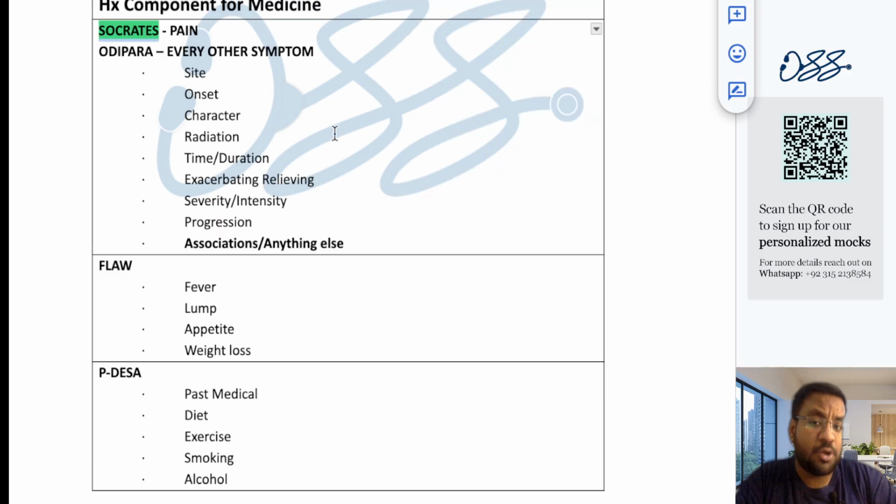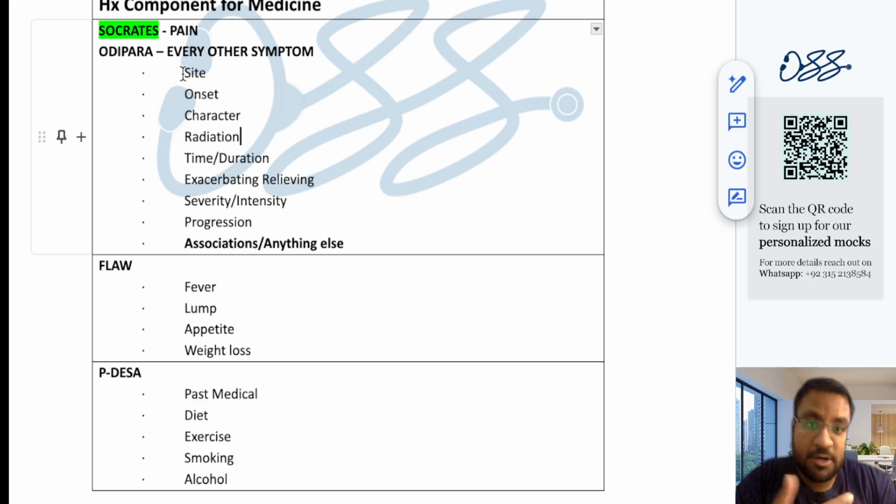Okay, now what does SOCRATES mean? The S stands for the site. And how are you going to ask it? Can you please pinpoint the location where you're exactly feeling the pain? Or can you please tell me where exactly you are feeling the pain?